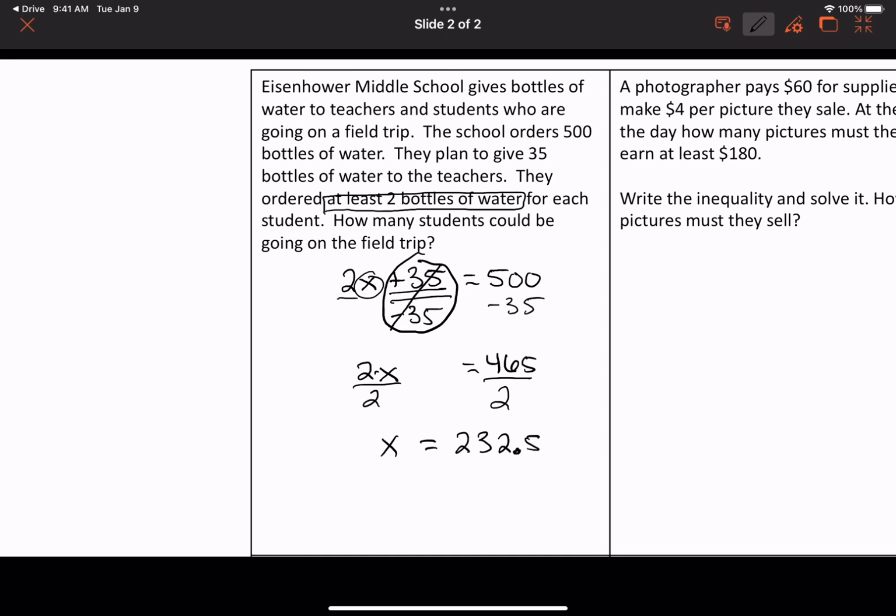232.5, which is a really weird number because we just said that we are going to be giving at least 2 bottles of water to 232.5 students, right? Now, not every student might show up, so this is probably going to be less than or equal to, and that's kind of what we're talking about. We're talking about at least, but we only can give 500 water bottles, so we can give at least to 232 students. We actually should not round this up, because if I round this up to 233, I won't have enough water bottles. So we're going to go ahead and round this and say that this is going to be 232 students.